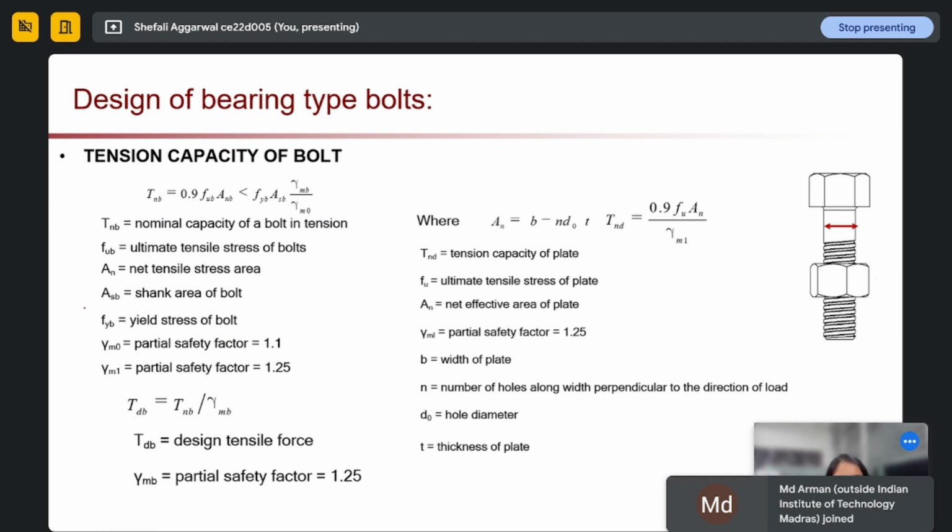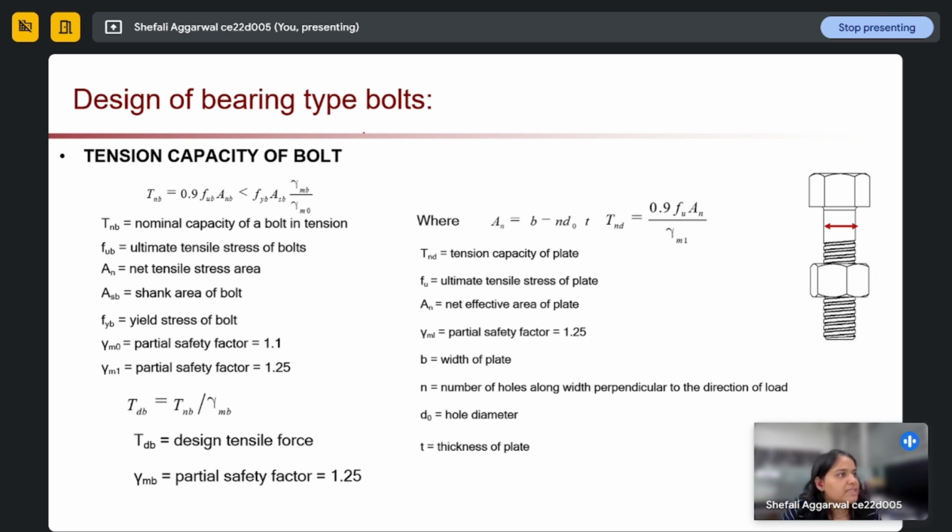Okay. So then the next point is the tensile capacity of bolt. In tensile capacity of bolt, we are calculating the tensile capacity, which is 0.9 fub An. So here we are taking ultimate strength of our bolt and net tensile stress area. In this case, the tensile area will depend on different terms as b, n, and d0.